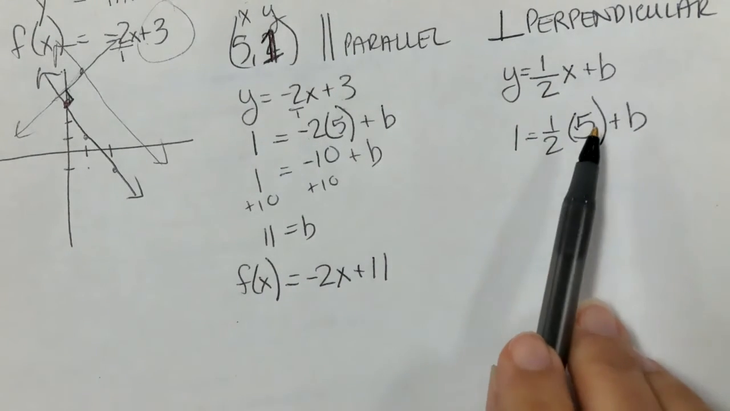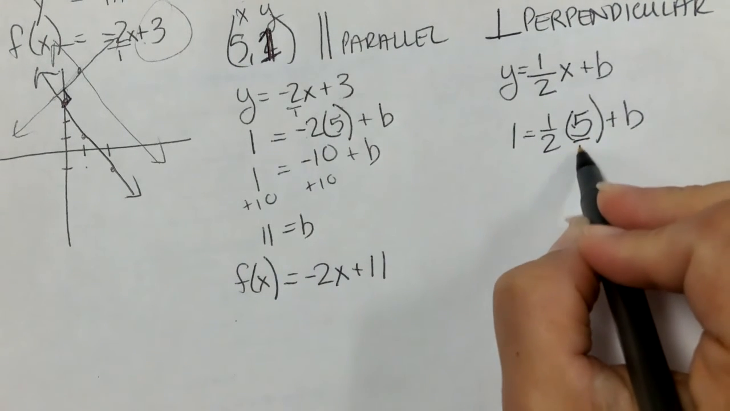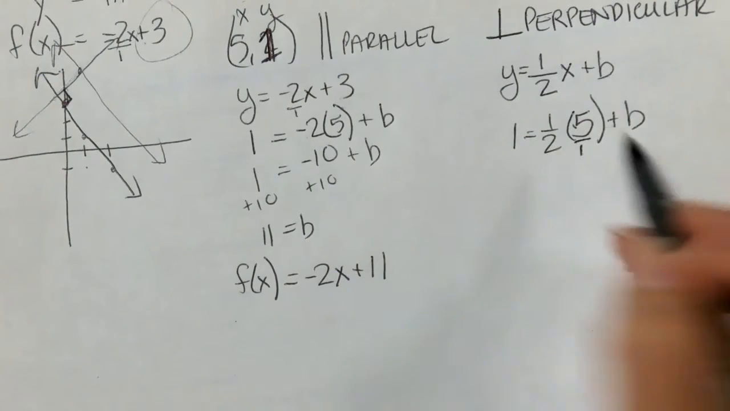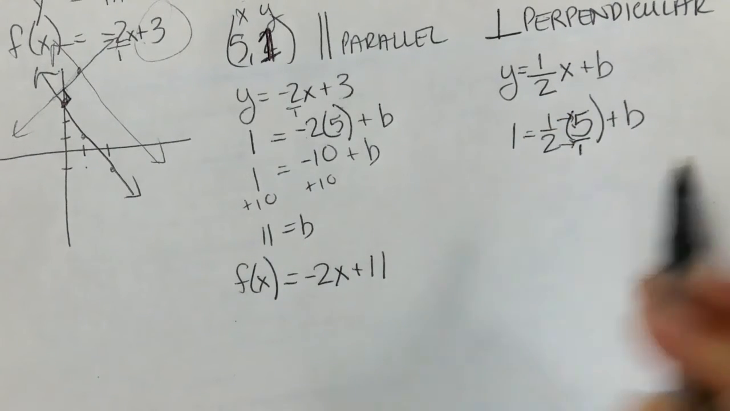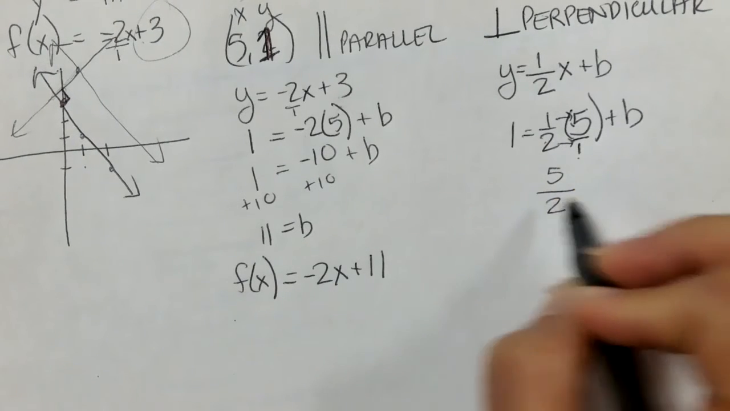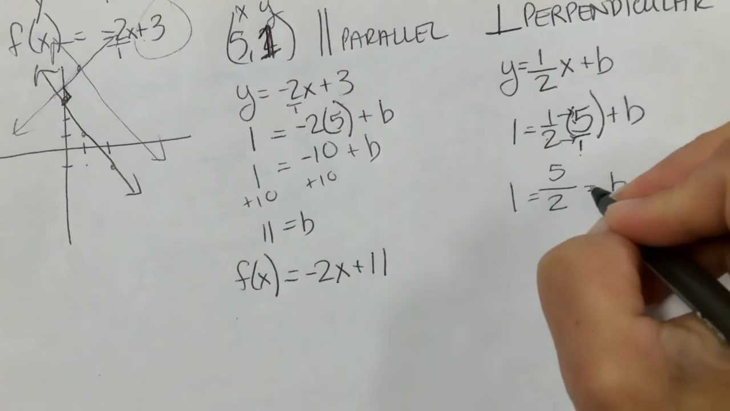All right, so now we're going to multiply this right here. We have a fraction and a whole number. So an easy way to do that is to just take your 5 and put it over 1. So now you have 2 fractions. And when multiplying fractions, you just multiply straight across. So we're going to say 1 times 5 and 2 times 1. All right. Sorry, plus b.